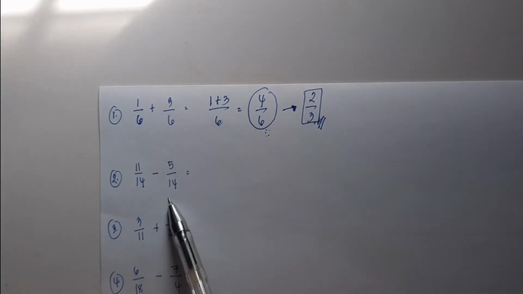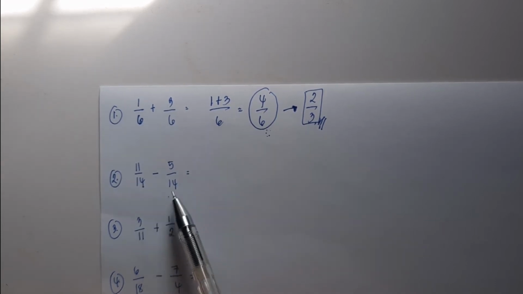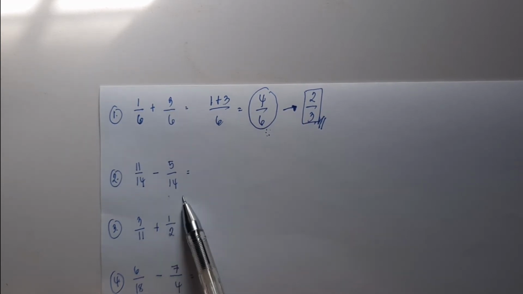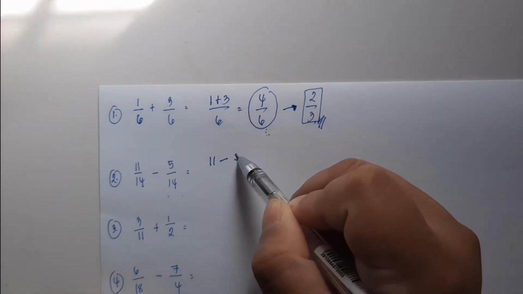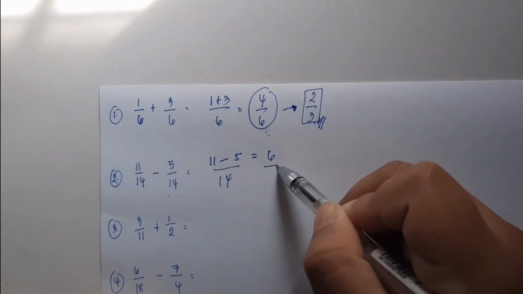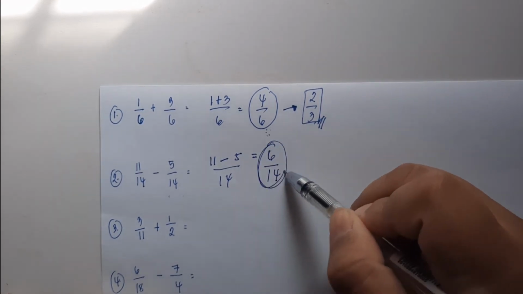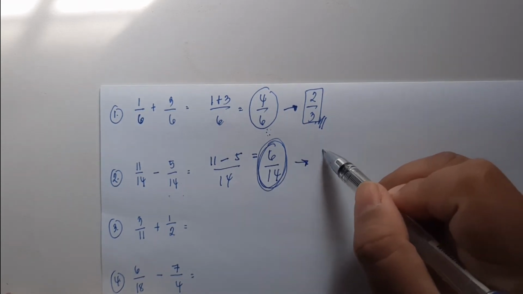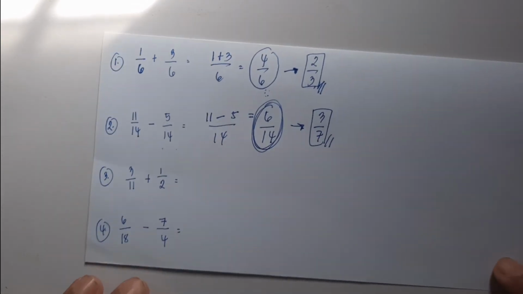Next number, 11/14 minus 5/14. Is this a similar or dissimilar fraction? Right, this is a similar fraction. So we can subtract directly the numerator. 11 minus 5 equals 6. Right. 6/14. Can we simplify this fraction? Yes, of course. So the new fraction would be 3/7. Very good.